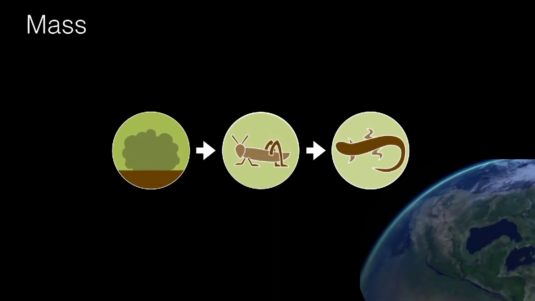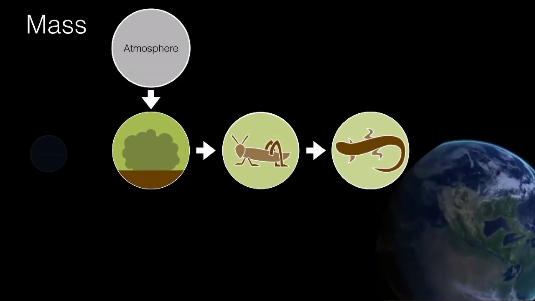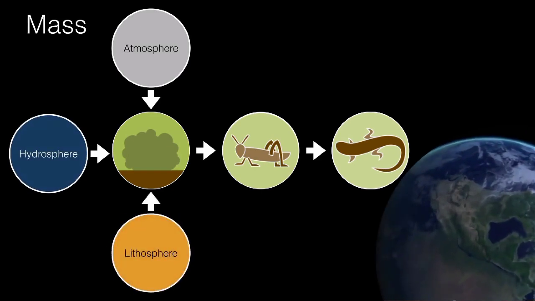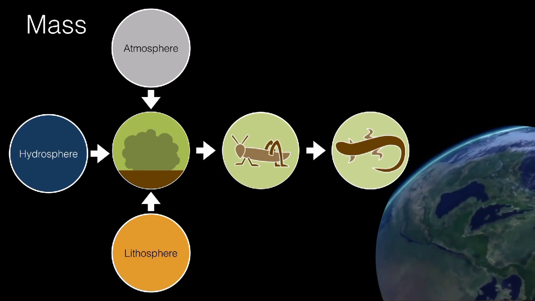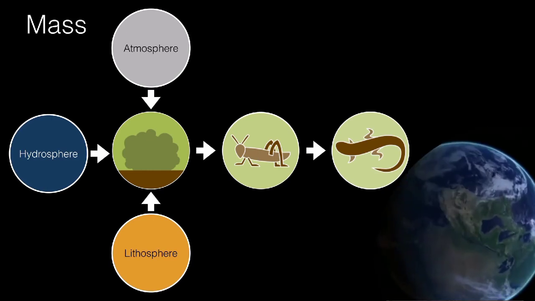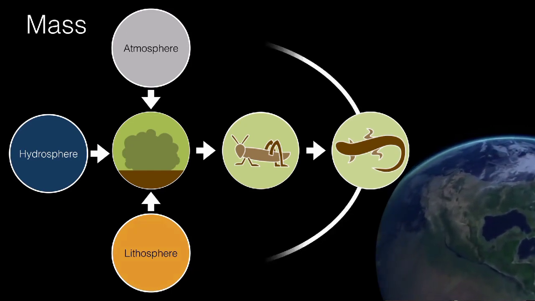And so how do the producers get the nutrients that they need? It is from their environment: from the atmosphere, from the hydrosphere, from the lithosphere. How do consumers get the matter they need? By eating plants or eating consumers that eat plants. How does the matter go back into the environment again? Through this biogeochemical cycle.